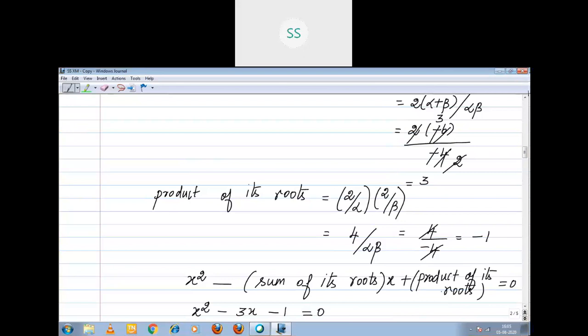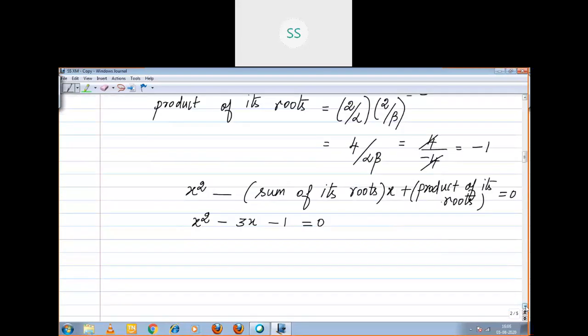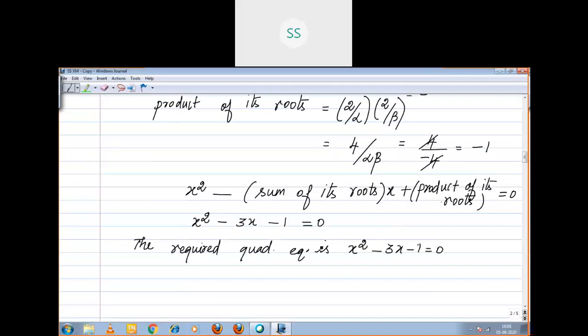See here, the required quadratic equation is x square minus 3x minus 1 equal to 0. Now I am going to move to the third subdivision, right?